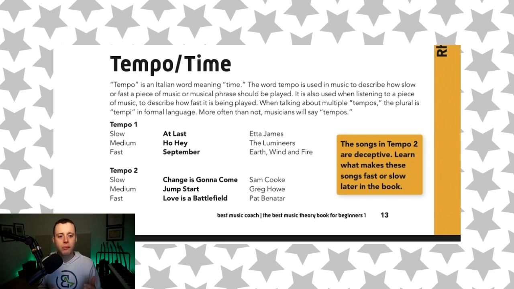So when we talk about multiple tempos, the plural, so if we have more than one tempo, is actually tempi in formal language. Just like if you have one piece of spaghetti, it's actually a spaghetto. And if we have more than one spaghetto, we have spaghetti. If you have one little drawing on a wall, that's a graffito. If you have lots of drawings or a complicated drawing on a wall, that is graffiti. So in Italian, more than one is I and one is O.